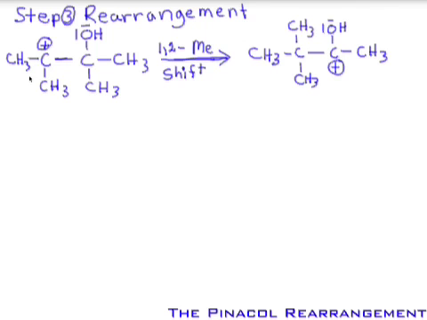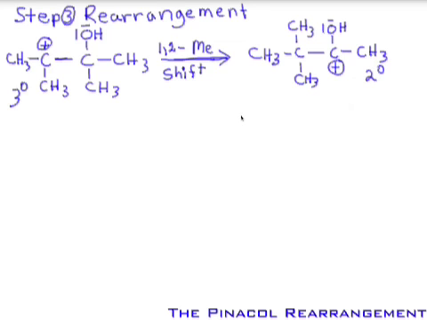Again, the carbon with positive charge has 3 carbons attached to it. This guy's tertiary. The carbon here has 2 carbons attached to it. It is secondary. Tertiary is more stable than secondary, so this shift should not happen.